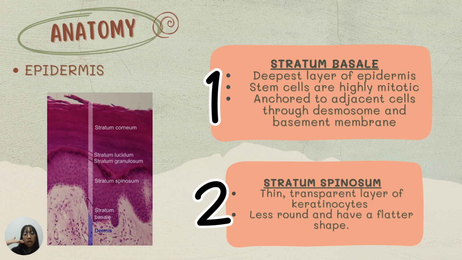The second layer above the stratum basale is the stratum spinosum, which has a very spiny shape. It is a thin, transparent layer which has keratinocytes inside of it, and the shape is also less round and flatter.